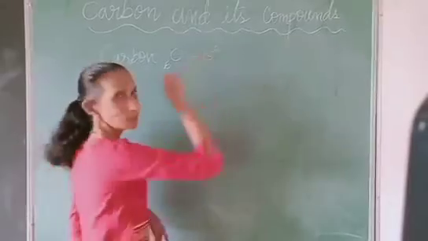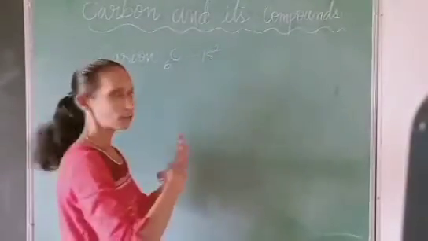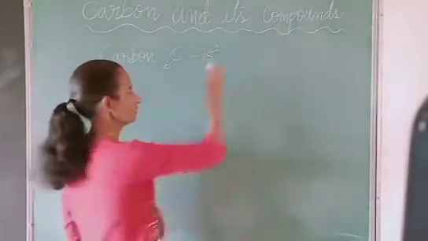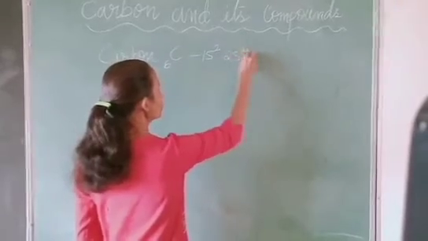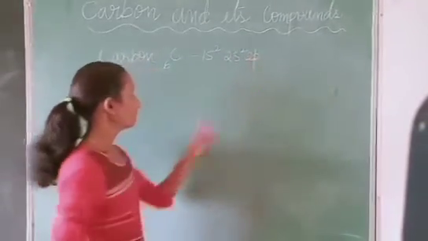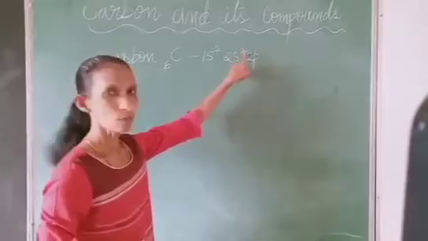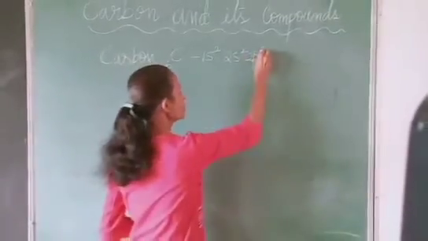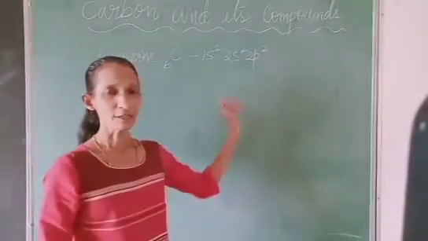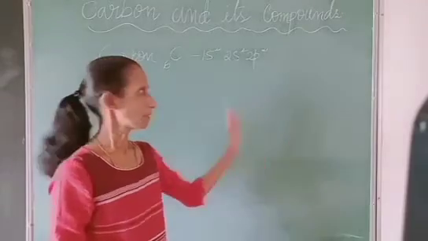Write its electronic configuration. 1s2. After filling the K shell, electrons go to the L shell. 2s2, 2p. We want 6 electrons. 2 plus 2, 4. 4 plus 2, 6. This is the electronic configuration of carbon.